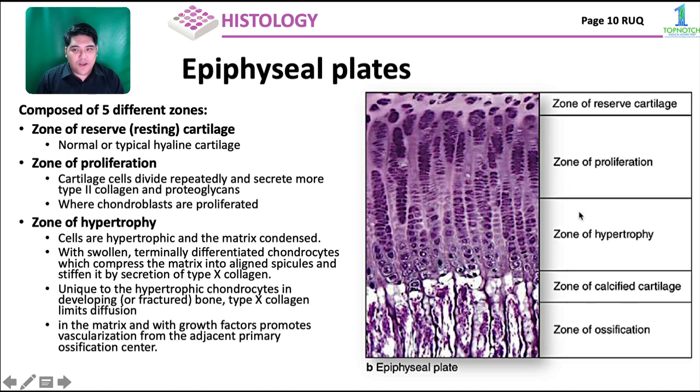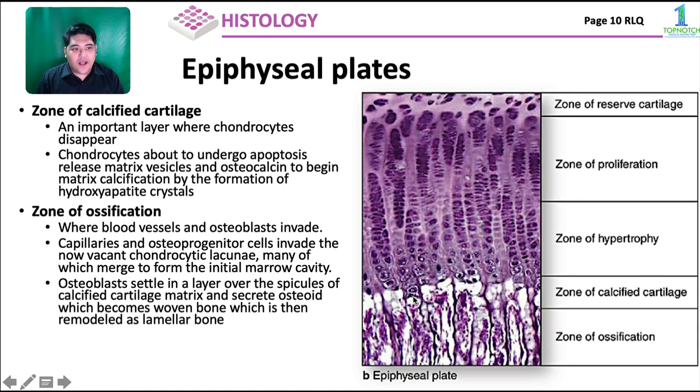Of course, you have the zone of hypertrophy. Your chondroblasts will enlarge and somehow they will differentiate into your chondrocytes. Okay? Then after that, you have your zone of calcified cartilage. It will harden. Your chondrocytes will undergo apoptosis. They will release your matrix vesicles and your osteocalcin, your calcium binding proteins, to begin the calcification of the matrix and the formation of your hydroxyapatite crystals. Okay, here in the calcified cartilage, it is hardening.